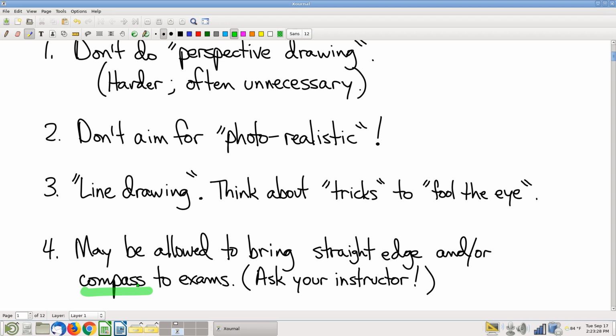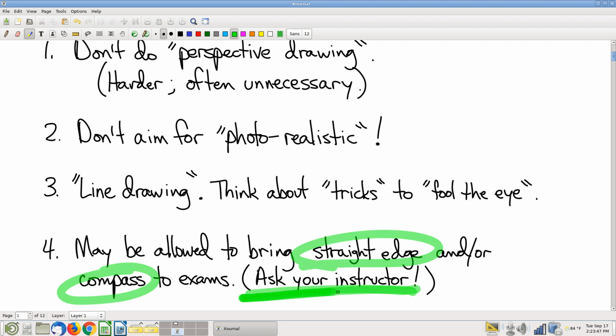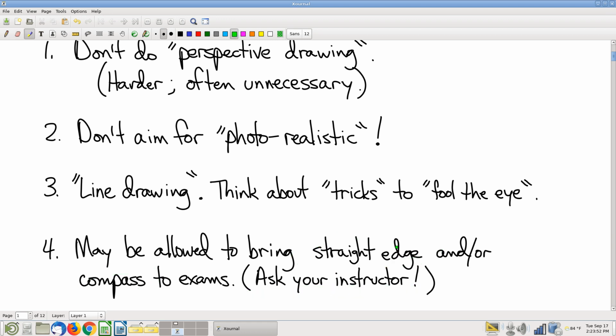Now, of course, what you do on the homework is almost certainly entirely up to you. The question is whether you can bring them in to exams, and you may be able to. It's entirely possible, very likely, I think, that your instructor would be okay with you bringing in a straight edge and/or a compass into the exams. I emphasize, though, you do have to ask your instructor whether they will allow that.